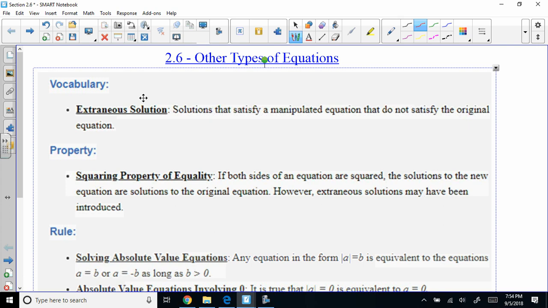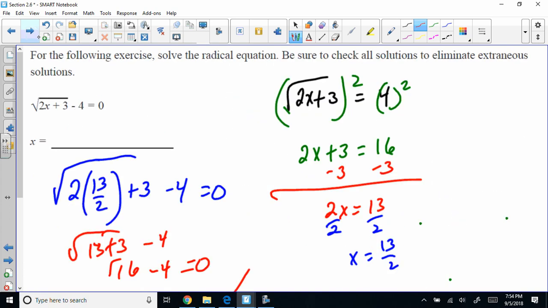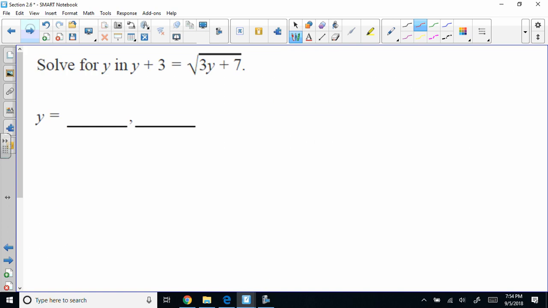Extraneous solutions are solutions that satisfy a manipulated equation but do not satisfy the original equation, right? So that's how you know. And it satisfied it, so therefore it's not an extraneous solution, right? So, y'all good? Okay.